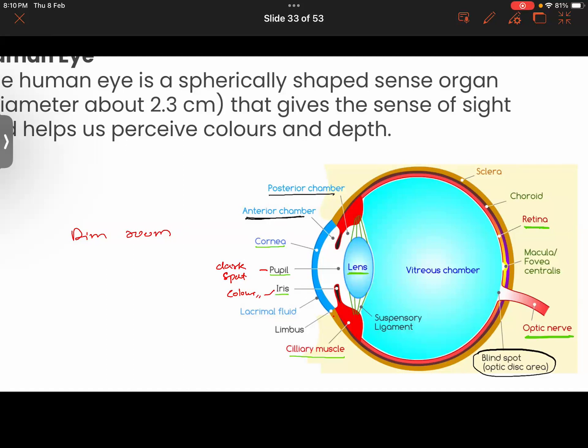Is it a concave or convex lens? It's a convex lens. And how is it different from the other type of convex lens? It is flexible. It's a double convex flexible lens, convex from both sides. So the flexibility of it gives the eye the ability to adjust its focusing power.